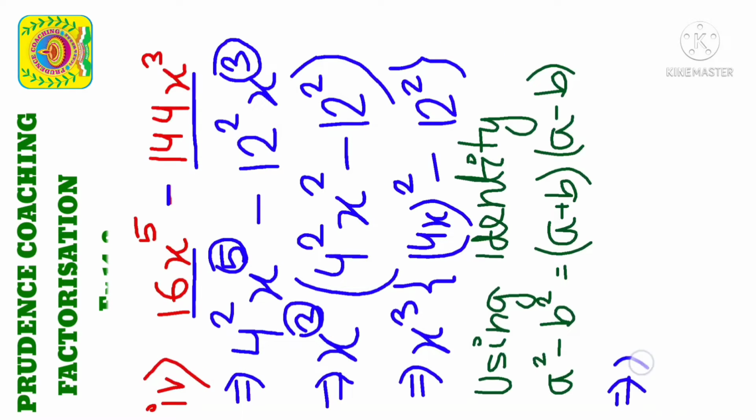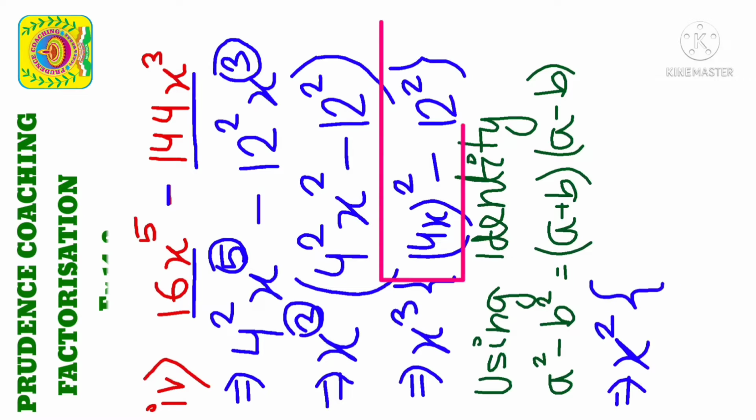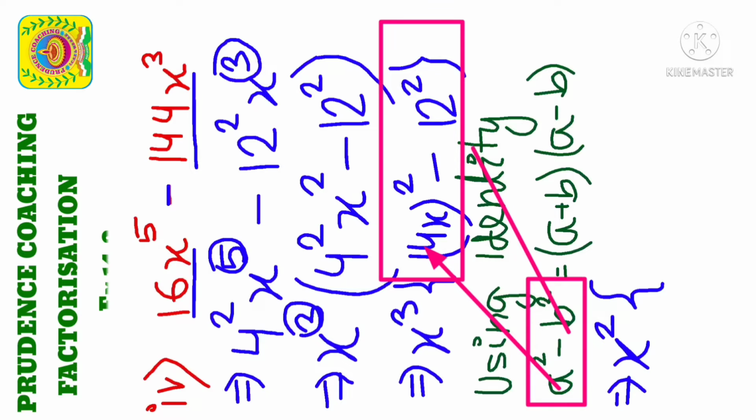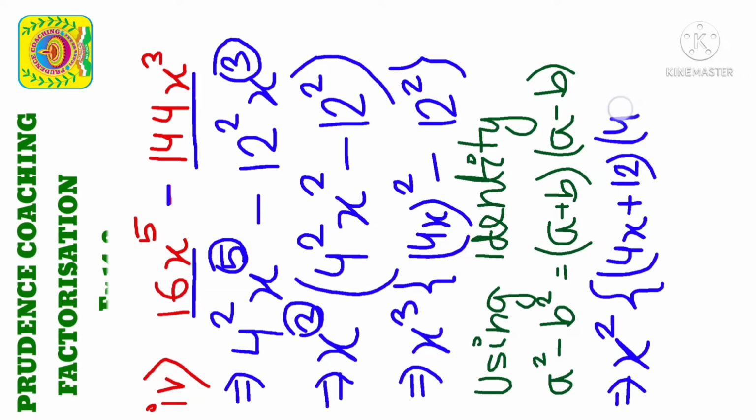Now we will write x cube as it is. Now within the bracket we can compare this with the identity a square minus b square, where the value of a is 4x and the value of b is 12. So we can write it as a plus b, a minus b, but here the value of a will be 4x and the value of b will be 12. So 4x plus 12 once, another one time 4x minus 12. So this is our final answer here.